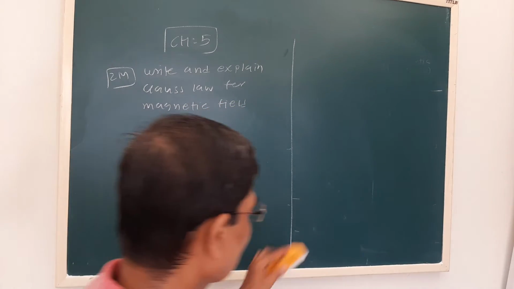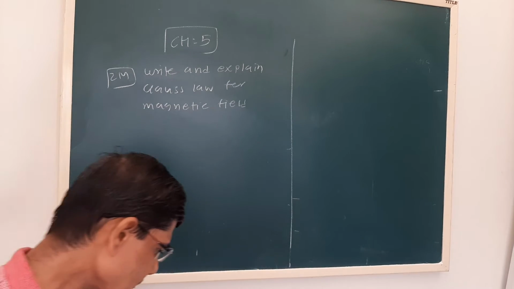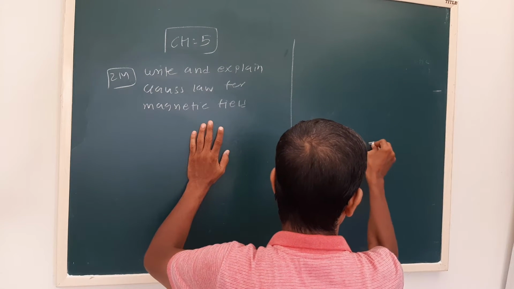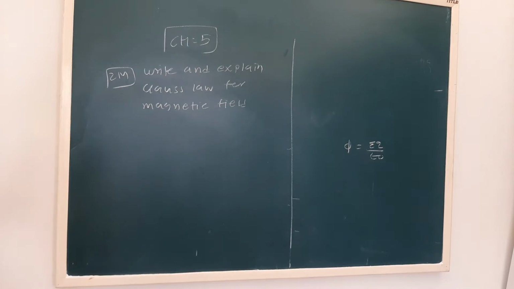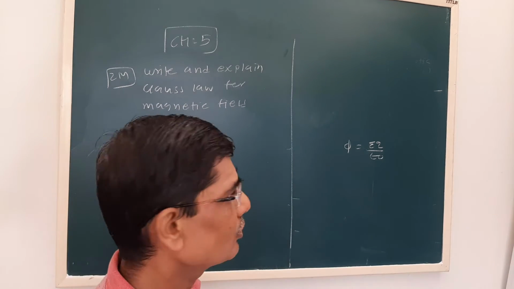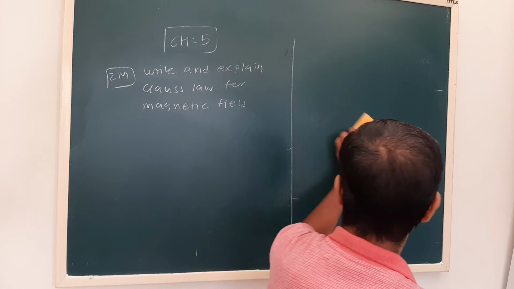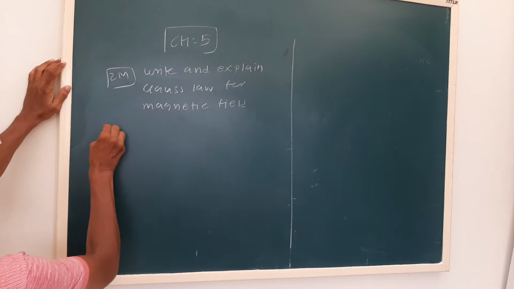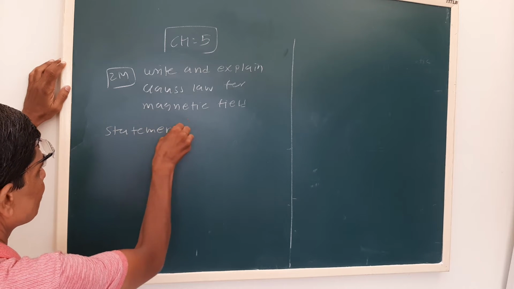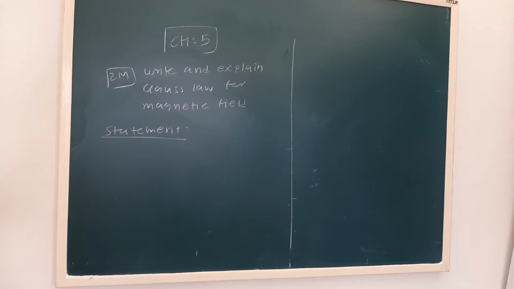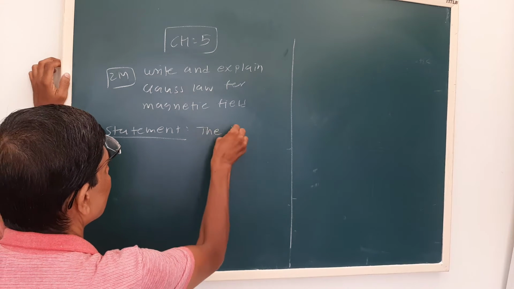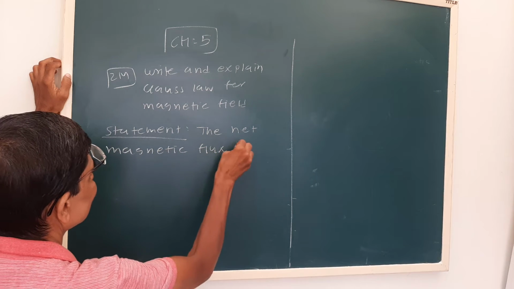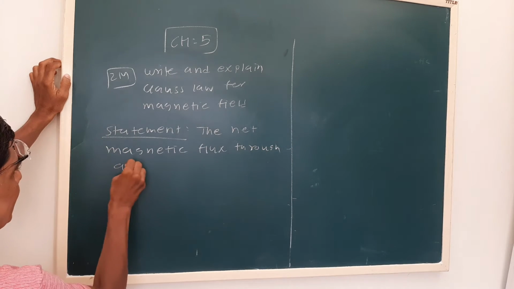Now see, the Gauss law for the electric field. We saw flux phi is sigma q upon epsilon 0. Okay, that is the equation representing the Gauss law. Now here we have to talk of magnetic field. Okay, see, first we write down the statement part. See, the question is very small, but first you have to represent it well. Okay, that is, the net magnetic flux through any closed surface.